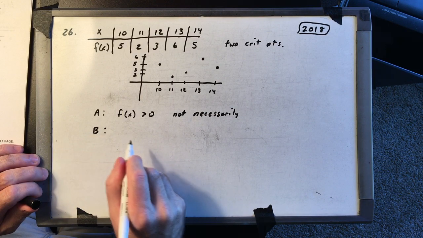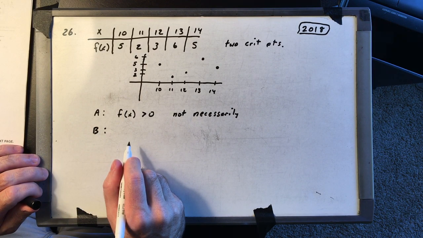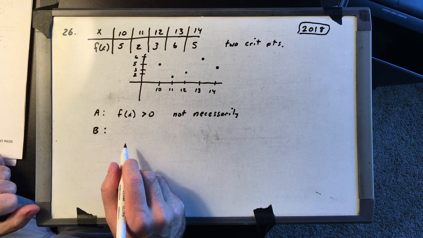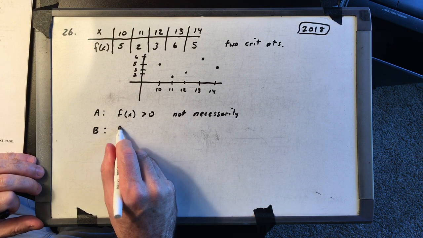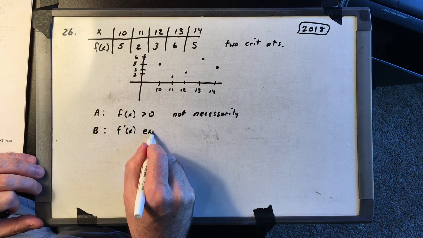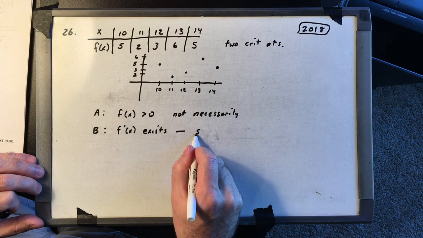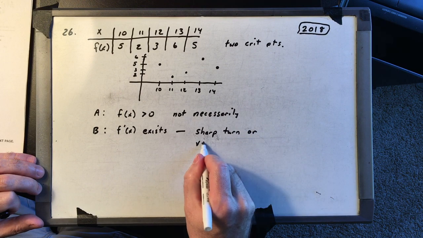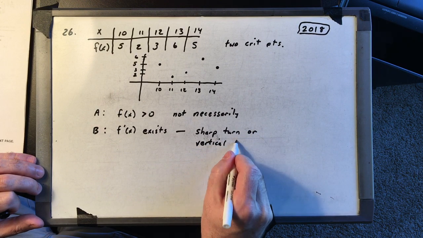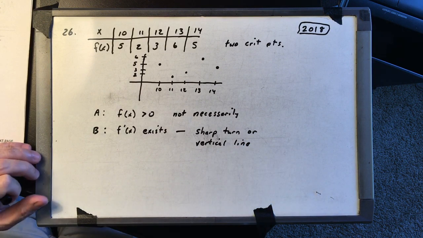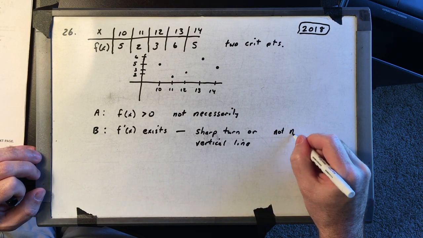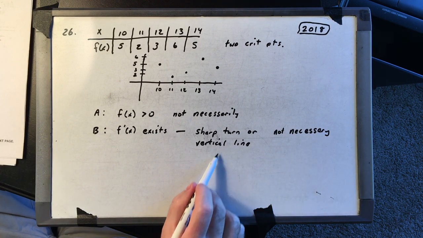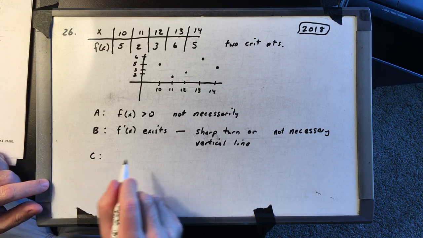All right, how about B? F prime of x exists for all x. Okay, it is continuous, so there's not some kind of hole or a gap. But what if there was somewhere in there a sharp turn, or a vertical section, a vertical line? So that's also not necessarily true. It'd still be continuous if it had those issues. Okay, so not necessarily true.